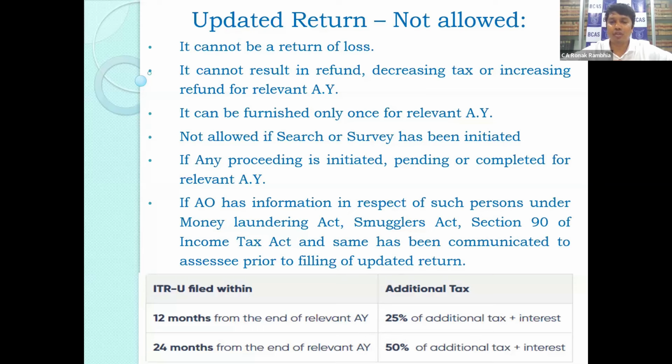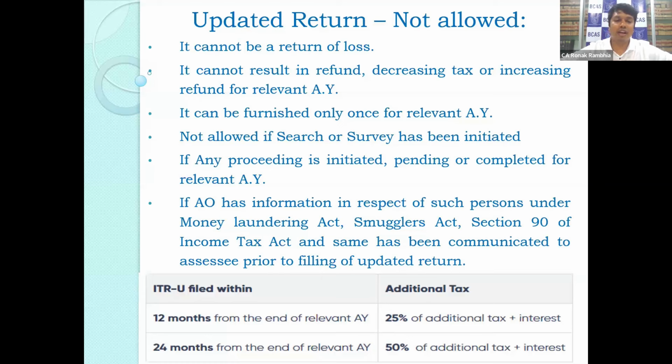If you have a search or survey initiated, you cannot file an updated return. If you have any proceedings initiated, pending or completed for an assessment year, you cannot file an updated return in such cases. If an AO has information in respect of such person under the Money Laundering Act or Smugglers Act or under Section 90 of the Income Tax Act, and the same has been communicated to the assessee prior to filing of the updated return, the assessee is not allowed to file an updated return.